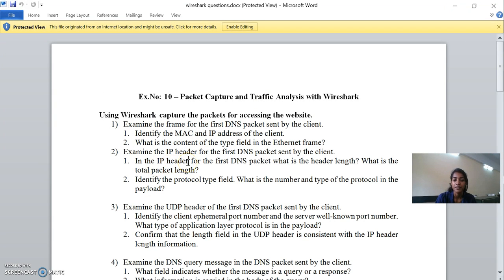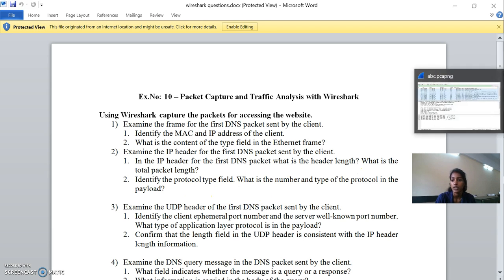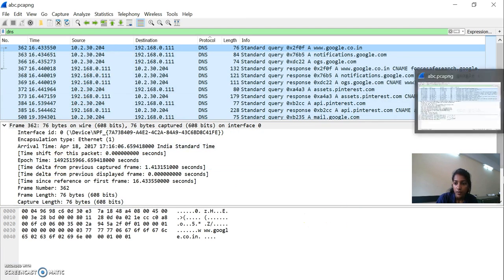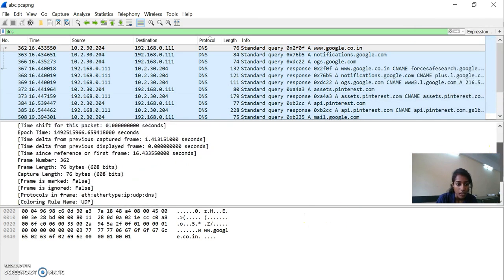Examine the IP header for the first DNS packet sent by the client. In the IP header for the first DNS packet, what is the header length? What is the total packet length? Identify the protocol type field and what is the number and type of the protocol in the payload. So you go here. We were examining the frame till now.